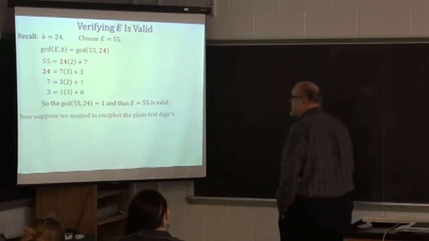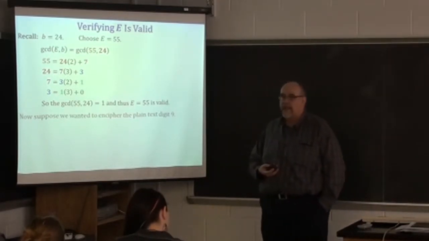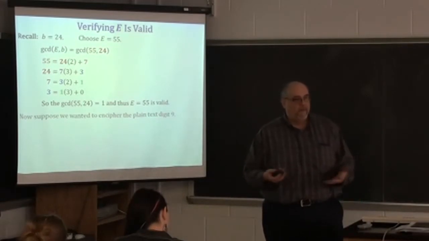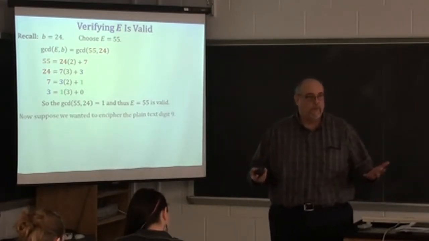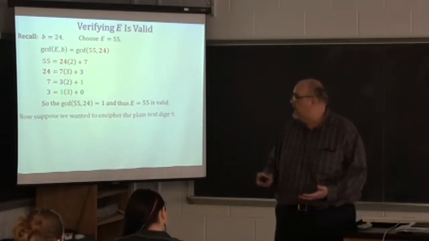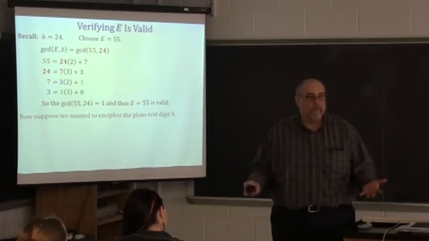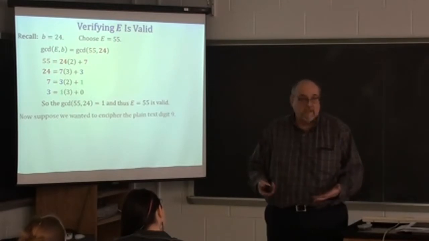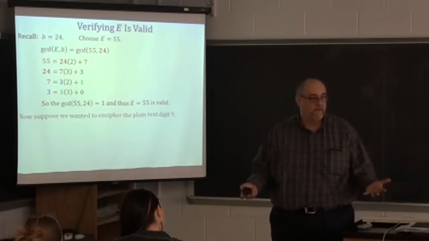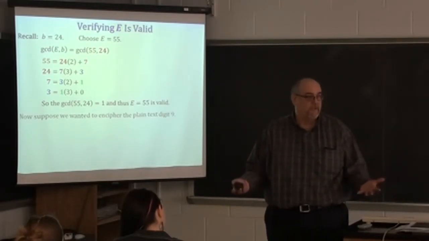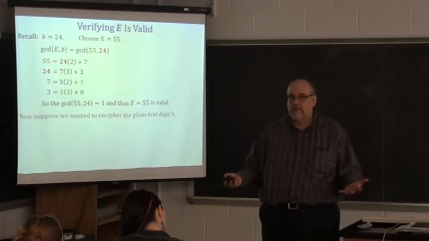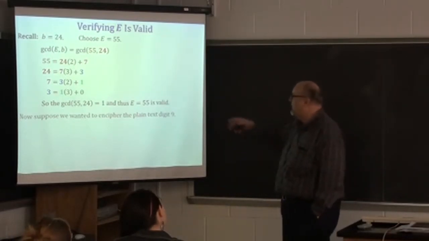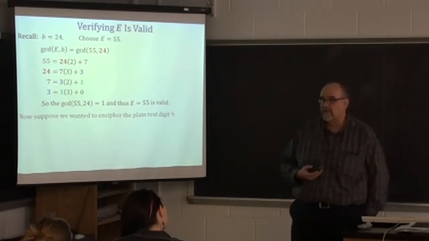Now suppose we wanted to decipher the plain text digit 9. So we've taken whatever code it was. It could have been a letter that got changed into a number, the 9th letter in the alphabet maybe, or it could be the number 9. Maybe our code has numbers in it. Right? But you need it to be a numeric code, or a numeric message to start with.